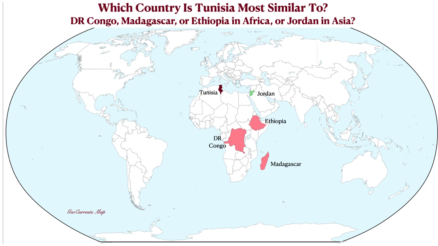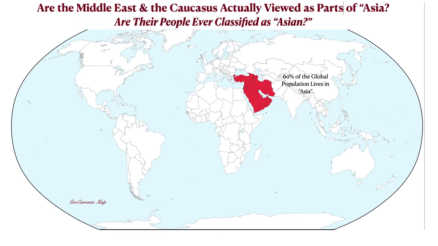Whereas if we compare Tunisia with Jordan in Southwest Asia, or the Middle East, we see an awful lot of similarities in terms of Arabic language, Sunni Islam. One could go on and on. And then we have to ask about the Middle East. I have here in red what is usually considered the Middle East, although the Middle East also includes Egypt. Here we just have the Asian part of the Middle East, and the three countries of the Caucasus, Georgia, Armenia, and Azerbaijan. And I have to ask, are they ever really viewed as parts of Asia?